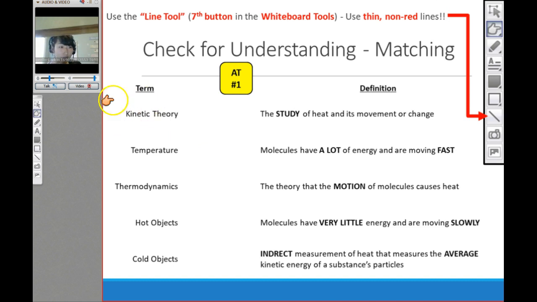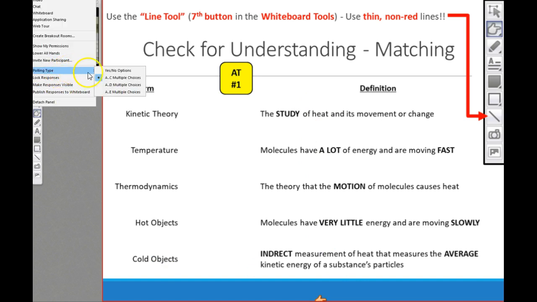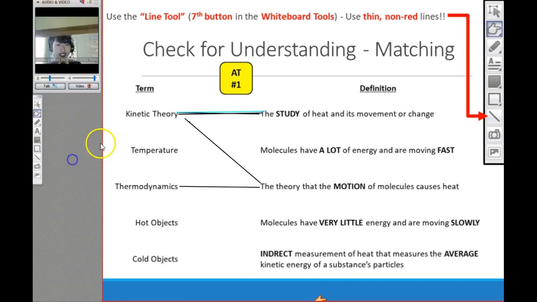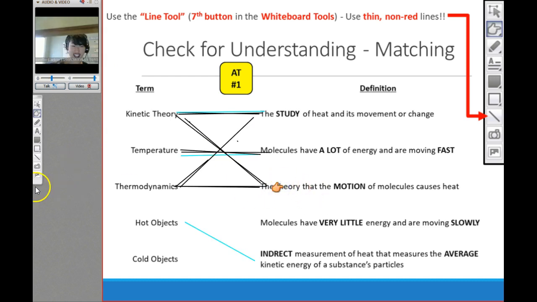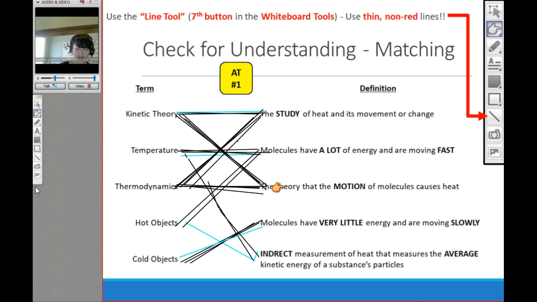Go ahead, grab your whiteboard tools. Please use thin lines. It's kind of cramped, so make sure you use thin lines, and you can use any color you want, but match up the terms on the left with the definitions on the right. Go, go, go. I will point out that one of these definitions has the word theory in it, just as a hint. I know kinetic theory and thermodynamics do sound similar, but they're a little bit different.